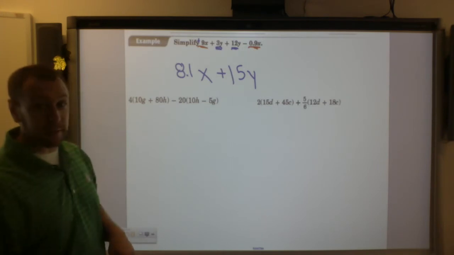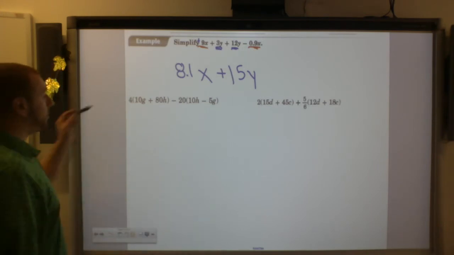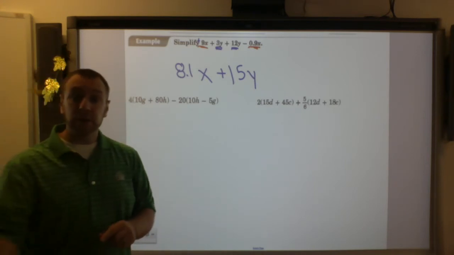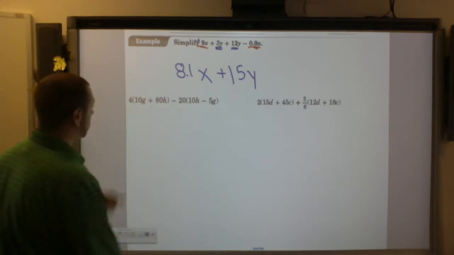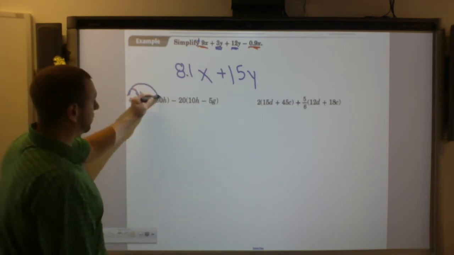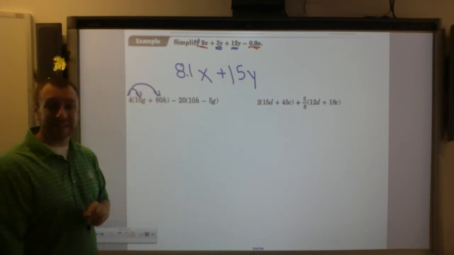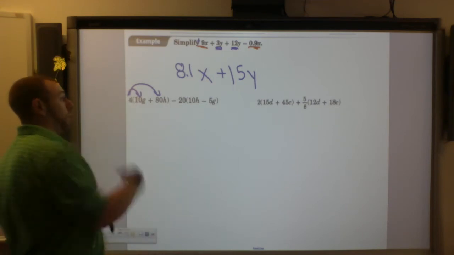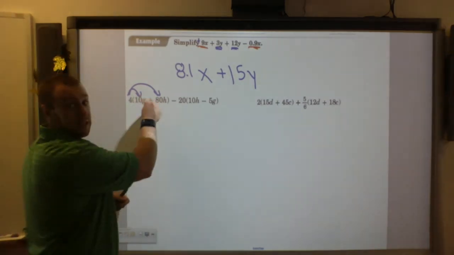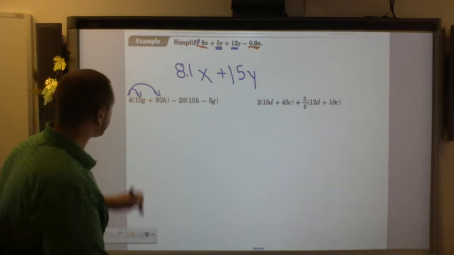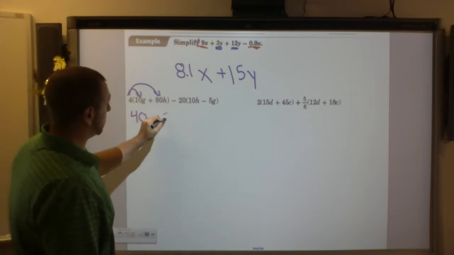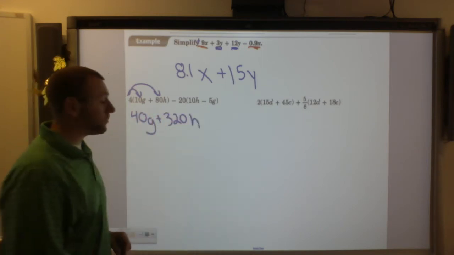For my second example, I have numbers outside the parentheses, and I have g's and h's. The first step I have to do is distribute. Distributing means I'm multiplying both of the numbers inside the parentheses by the 4. You notice that there's two terms inside the parentheses because they're separated by an addition. So I would do 40g plus 320h.